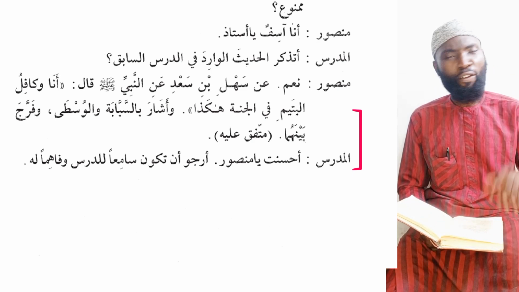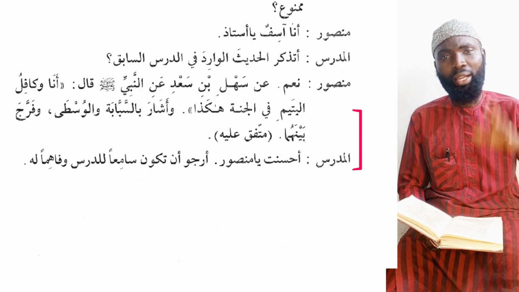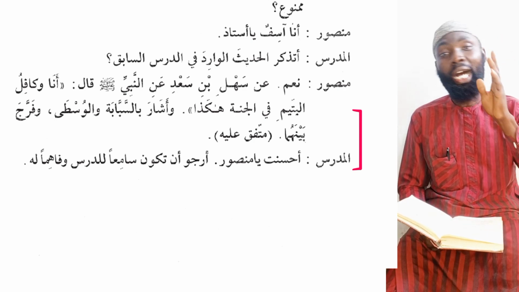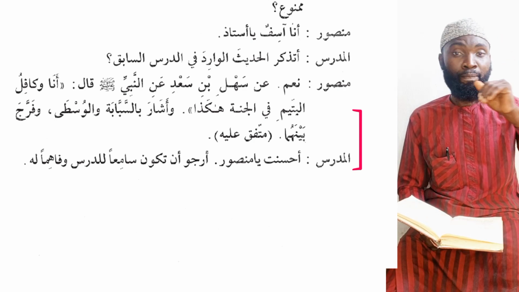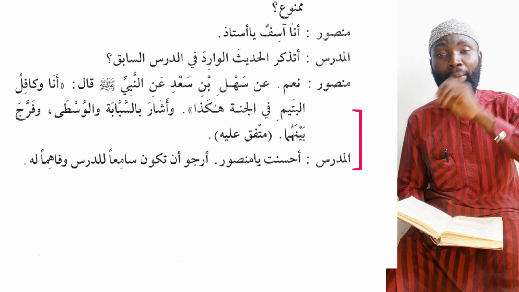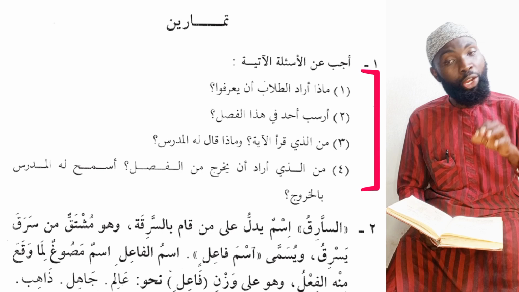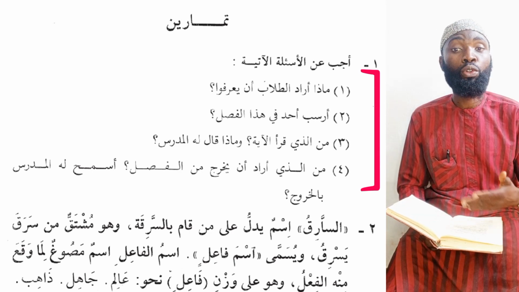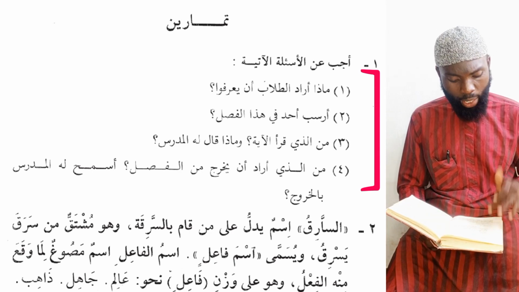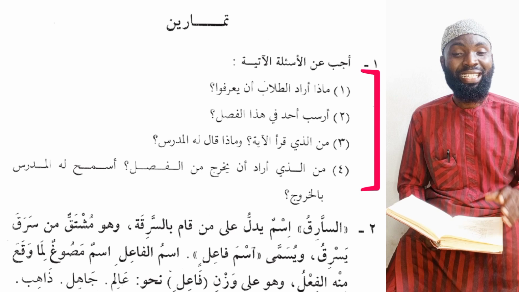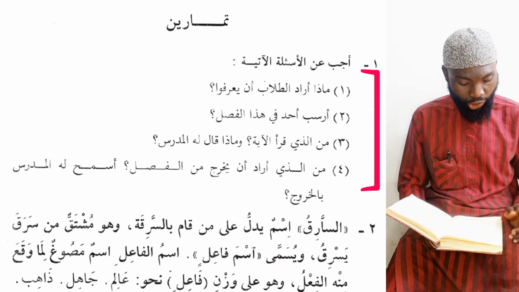So we can see from this lesson we've been able to cover the topic ismul fa'il and ismul maf'ul, the active participle and also the passive participle. Here we have a short exercise. When you solve this exercise by yourself, it will help you to understand the topic better. Now we have Ajib anil as'ilatil atiya, answer the following questions.